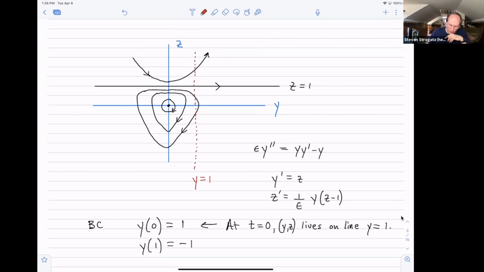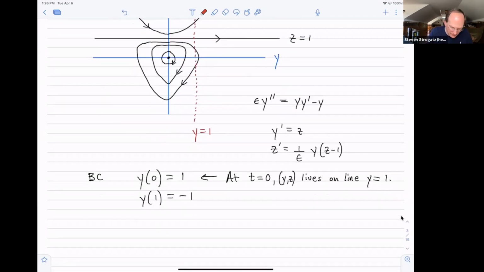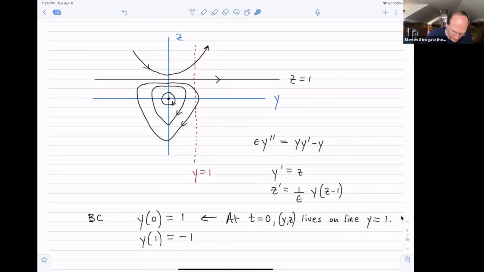And then, interpreting in the same way, this condition, y at 1 equals negative 1, says that at time 1, meaning after we've traveled for exactly 1 unit of time, we have to end up somewhere on the line y equals negative 1. So draw that line, trying to make it about symmetrical. That'd be something like this. So this is y equals negative 1.